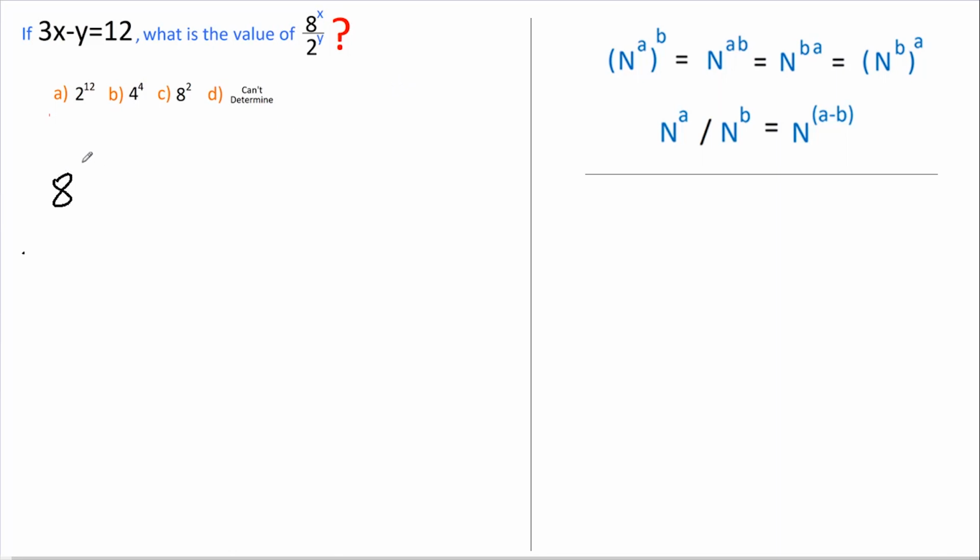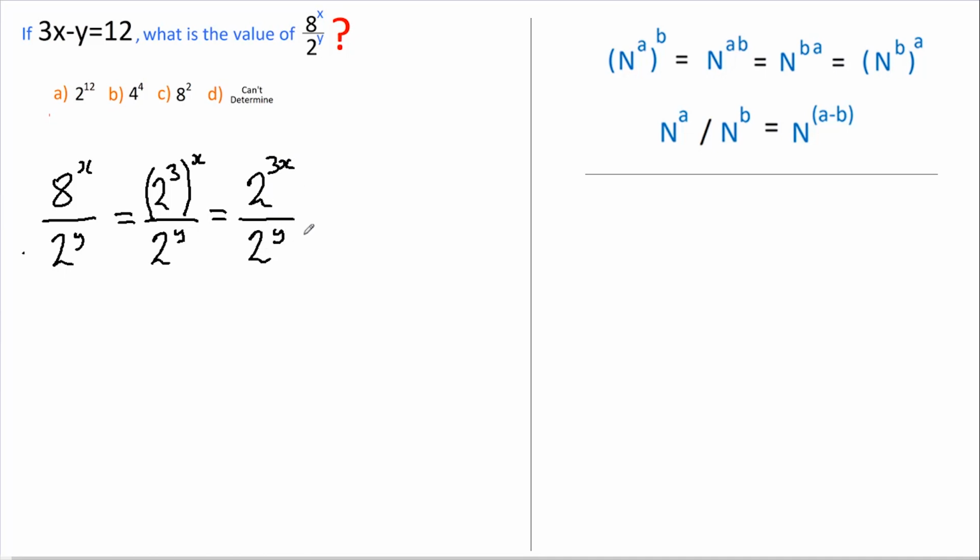We have 8 to the power of x divided by 2 to the power of y. 8 can be rewritten as 2 to the power of 3. So we have 2 to the power of 3, to the power of x, divided by 2 to the power of y. As per this rule here, if we have a number raised to a power and that's all raised to another power, we can rewrite that as that same number raised to the powers multiplied together. So this becomes 2 to the 3x.